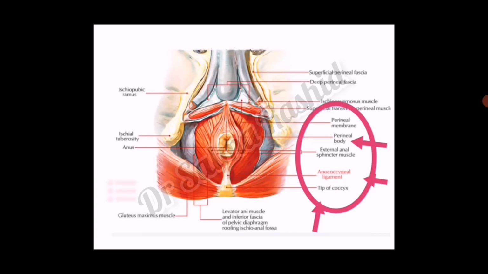Now, here you can see that the subcutaneous part of the external anal sphincter lies below the internal anal sphincter. Some of its fibers are attached to the perineal body and some of its fibers are attached to the anococcygeal ligament, but it has no direct bony attachment.